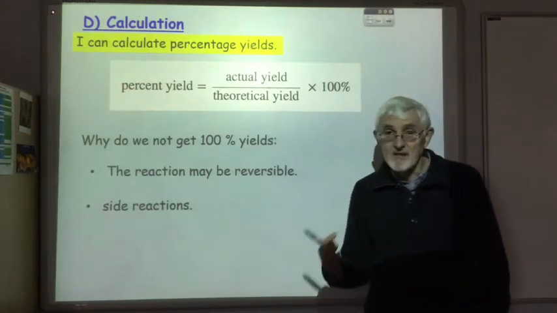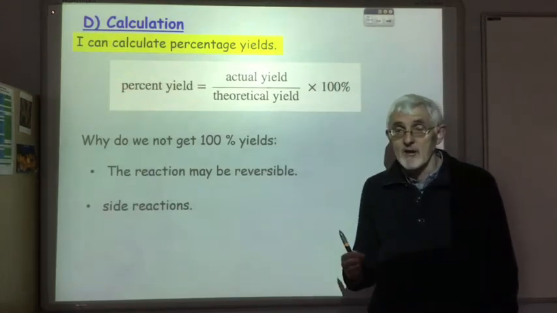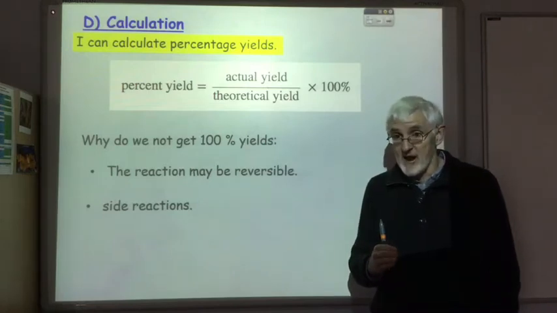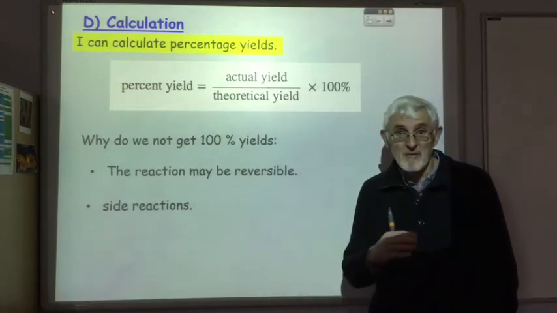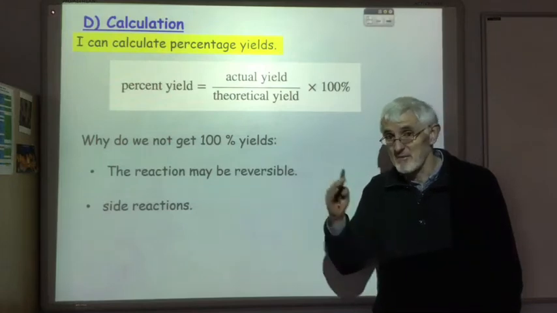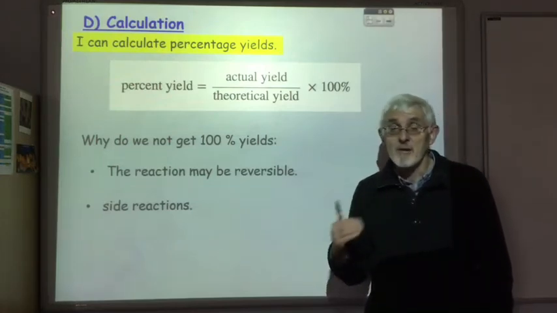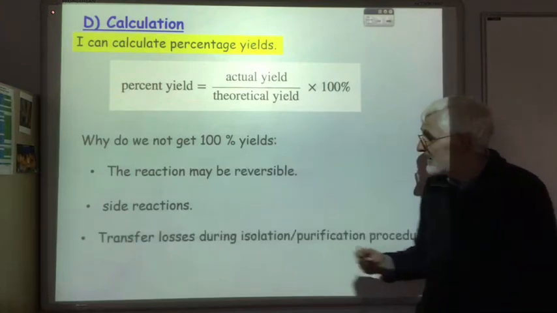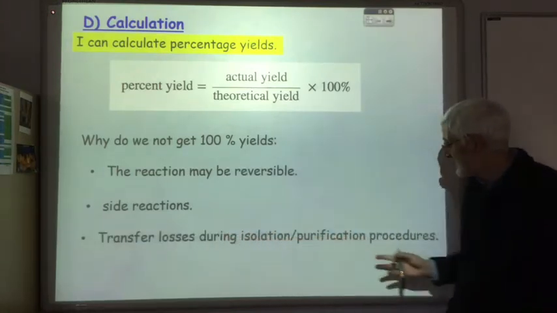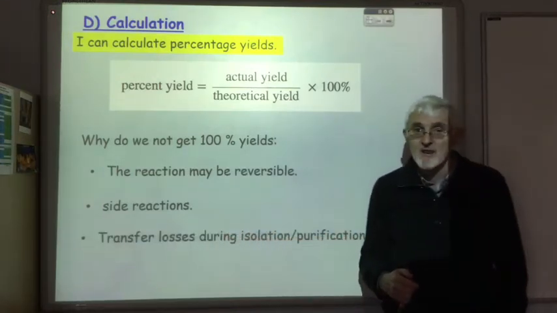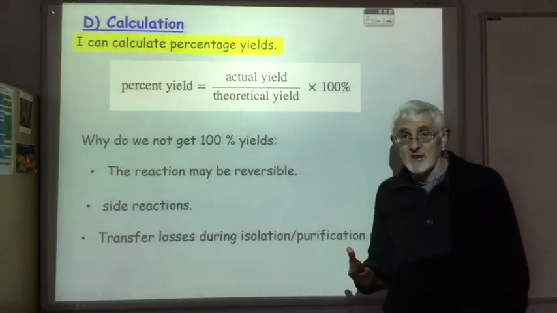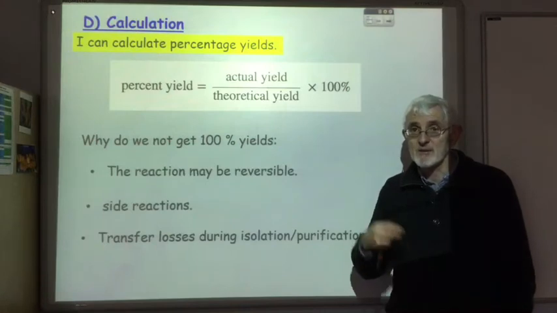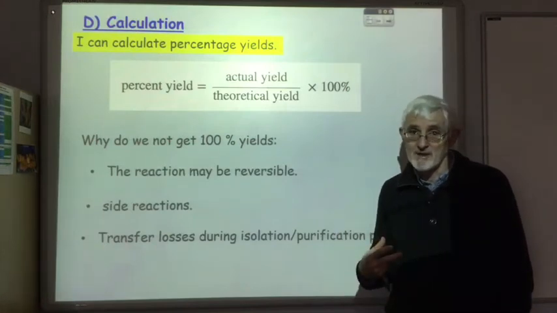Also, sometimes you get side reactions, so your reactants, as well as reacting to give our product, there might be other side reactions that happen that produce other things and use up other reactants. And of course, transfer losses during isolation and purification procedures. So like if you're doing a solvent extraction, you will never get 100% of your product into the solvent. You always get some losses.